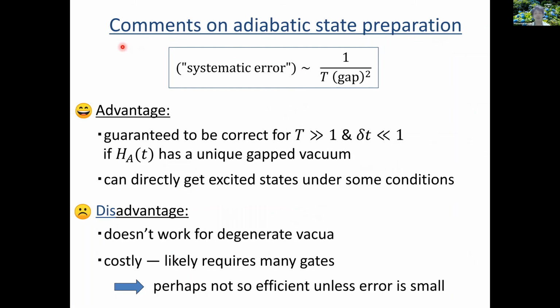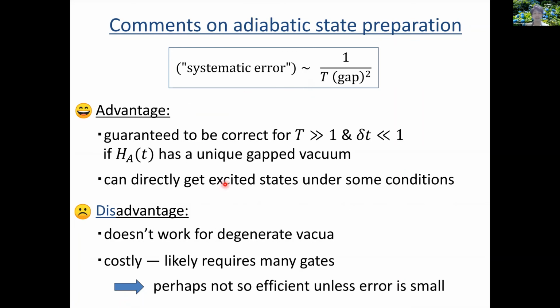Finally, I have some comments on adiabatic state preparation. It is known that the systematic error of adiabatic state preparation behaves like this. Here we have a capital T, which is the finite time of the time evolution, and the energy gap of the system. So this implies that if we want to study a system with a smaller energy gap, we have to take a larger T.